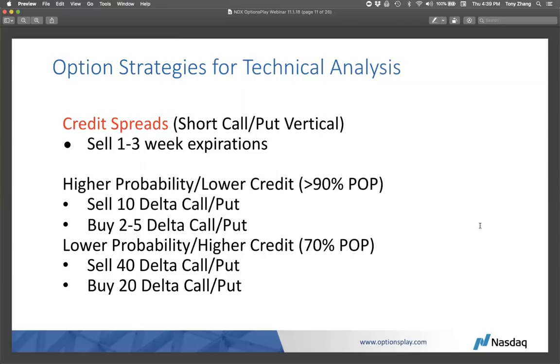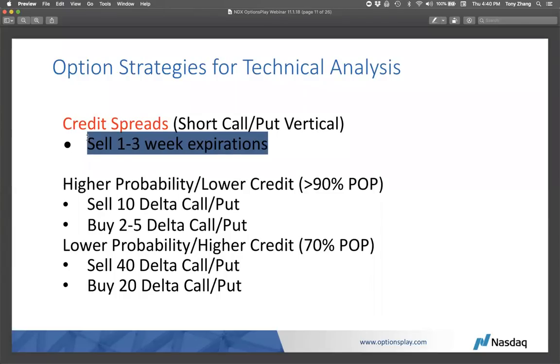And there's generally two ways that you can trade credit spreads, but this is referring to short call or put verticals. For these types of strategies, you generally want to sell shorter dated options because you want to take advantage of that fast accelerating time decay. So usually selling 1 to 3 week expirations, specifically for index options too. 1 to 3 week expirations is sort of the sweet spot when it comes to selling credit spreads.